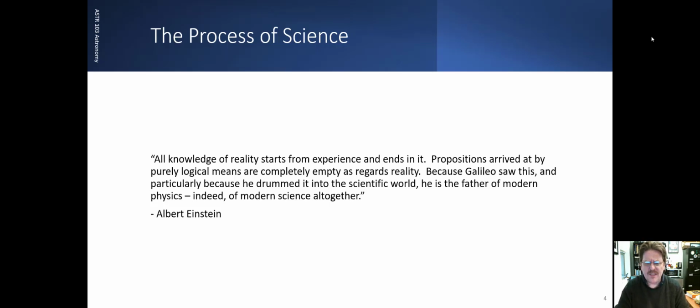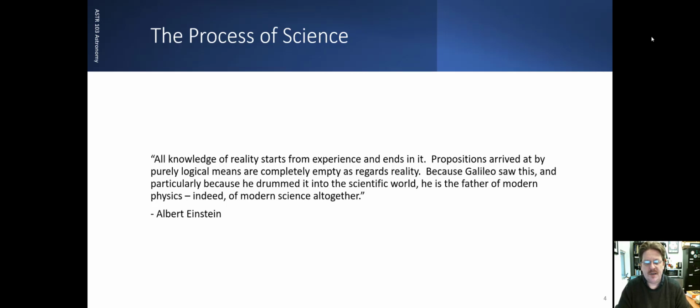So, I would like to start off this lecture by quoting the late, great Albert Einstein. "All knowledge of reality starts with experience and ends with it. Propositions arrived at by purely logical means are completely empty as regards reality. Because Galileo saw this, and particularly because he drummed it into the scientific world, he is the father of modern physics, indeed of modern science altogether." Really at the core of this is the Copernican revolution.